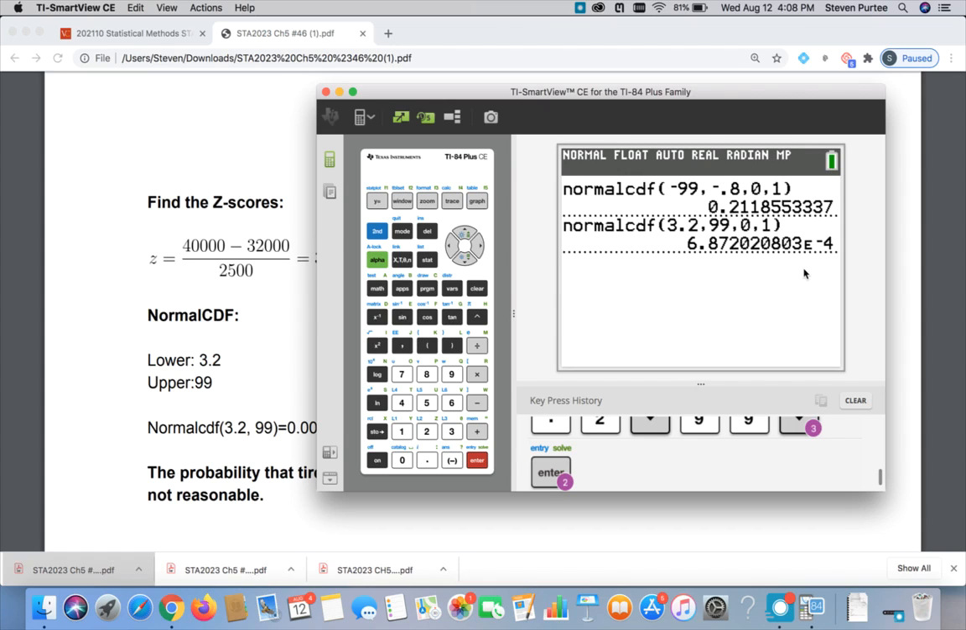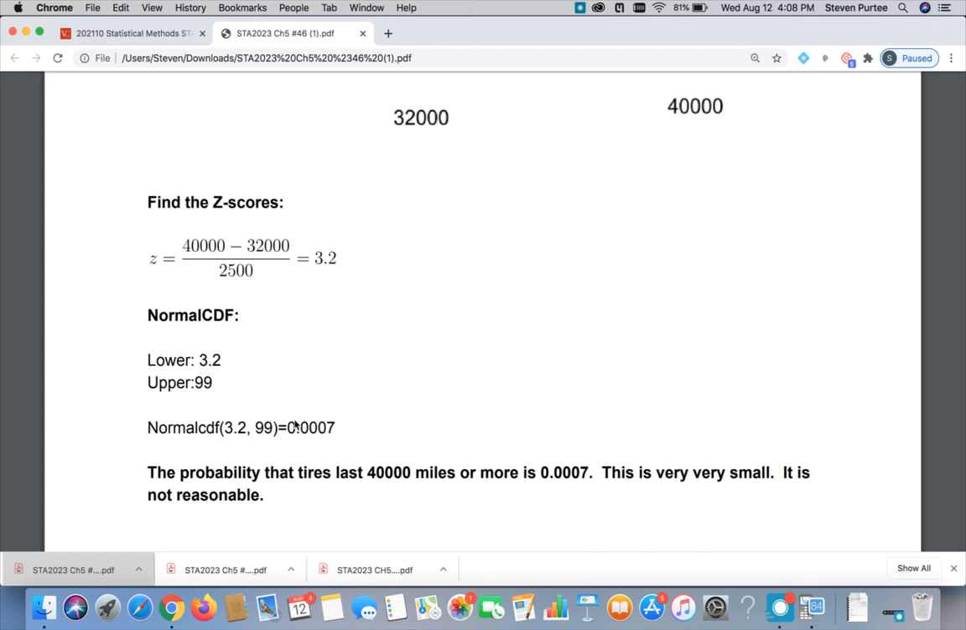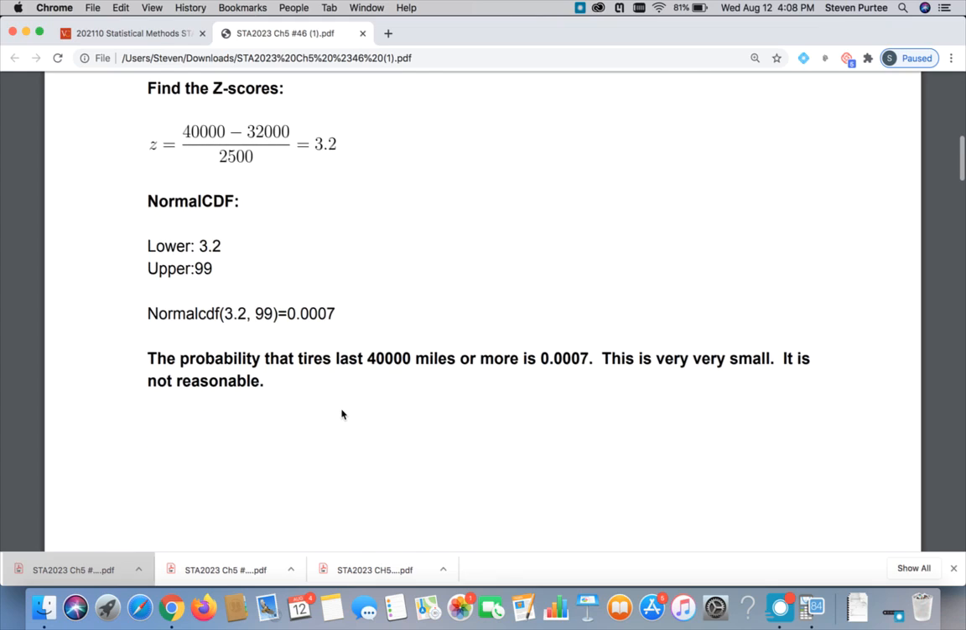So if we move the decimal point over 4 places to the left, we get about 0.0007. So the probability that the tires last 40,000 miles or more is that very tiny number. That is not reasonable. So I would not expect my tires to last that long.